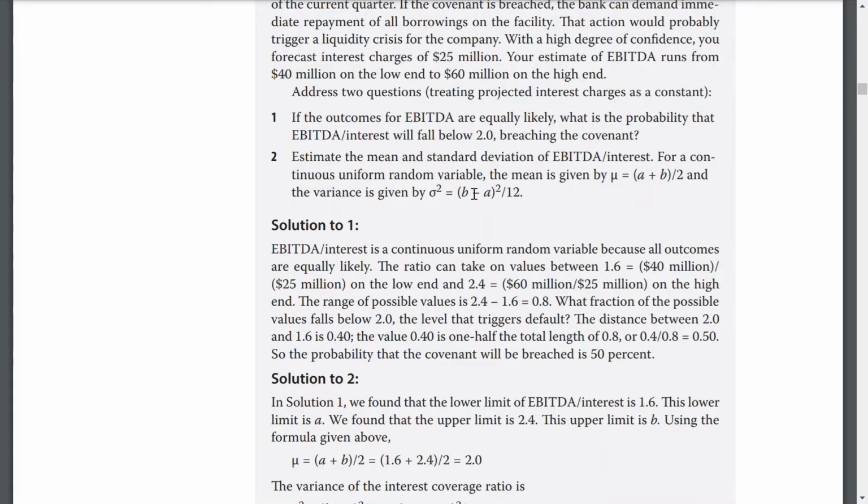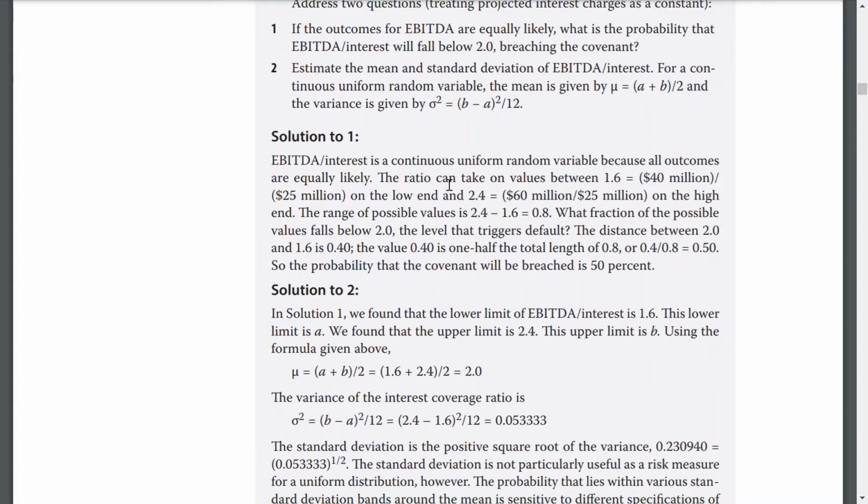Solution to 1. This is a continuous uniform random variable. Because all outcomes are equally likely, the ratio can take on values between 1.6, or 40 million divided by 25 million, on the low end, and 2.4, which is equal to 60 divided by 25 million, on the high end. The range of possible values is 2.4 minus 1.6, which equals 0.8.